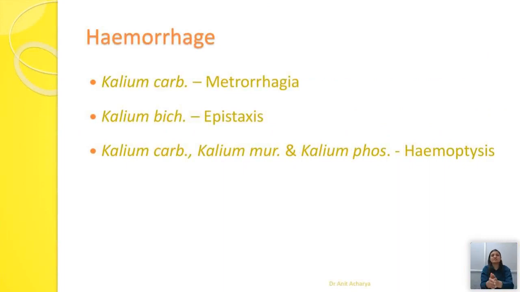Hemorrhage. Metrorrhagia is more prevalent in Kali carbonicum. Kali bichromicum has epistaxis. Kali carb and Kali mur, along with Kali phos, have hemoptysis. When we talk about hemorrhage, there is also another compound, Kali nitricum, which has a dark ink-like blood. That dark ink-like blood is the marked feature of Kali nitricum, which is well known for asthma.